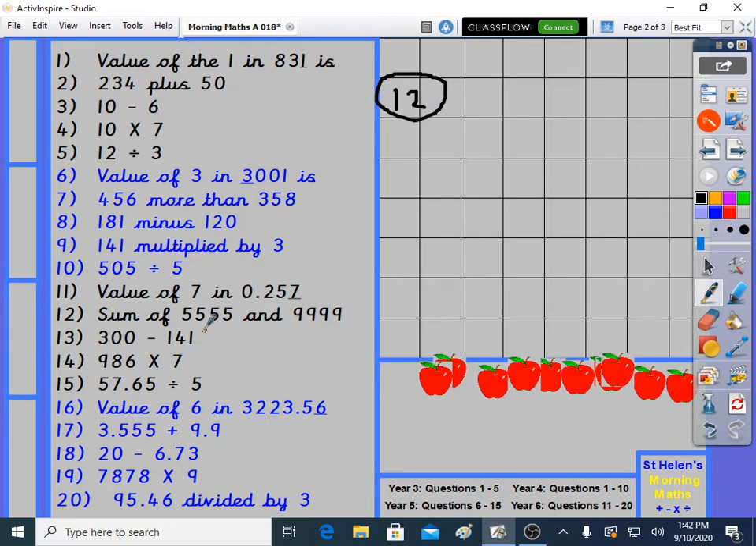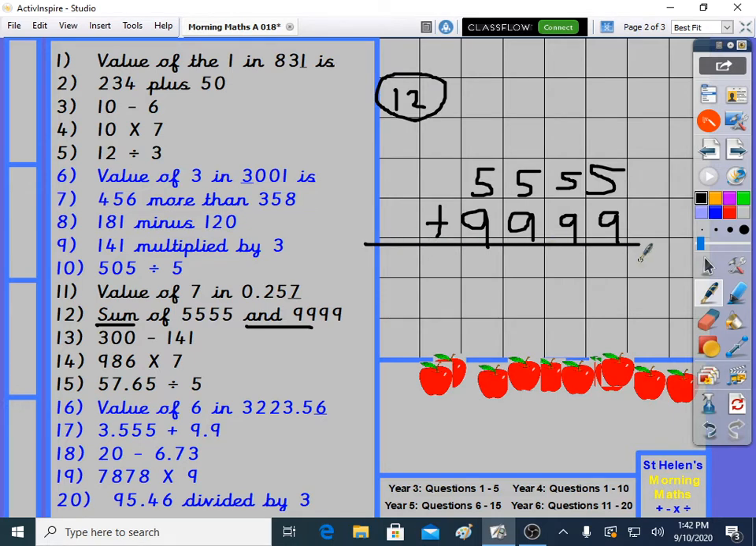Sum of 5,555 and 9,999. Sum means plus, and means plus in maths usually. You could put these numbers the other way around. You could have the biggest one on the top, because in plus it doesn't matter what's on the top. 5 plus 9 is 14. We'll need that a bit. 5 plus 9 is 14, plus 1 is 15. All that should be a big one because we're finished. 15,554 is our answer.